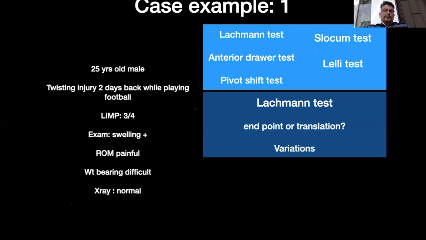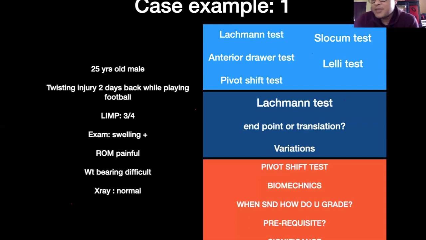So I think all the panelists agree that out of these 5 tests, except for the Lely test, all 4 tests should be done. And basically the Lachman test and pivot shift test are very important tests. So I have sorted out some questions on the Lachman test and pivot shift test. I would like to ask Rajeev sir.